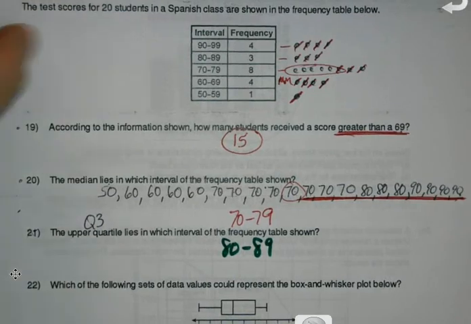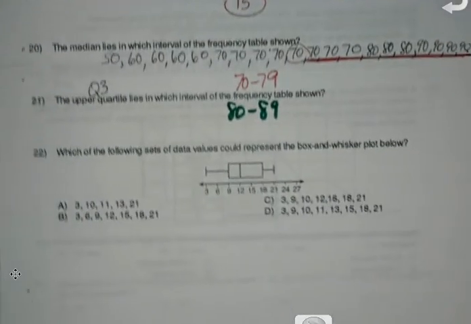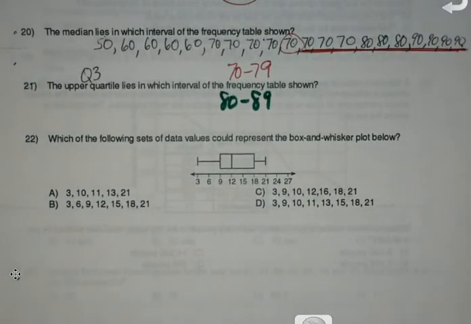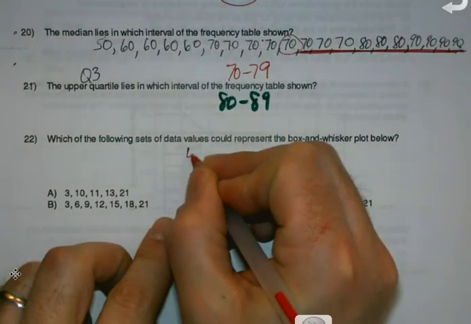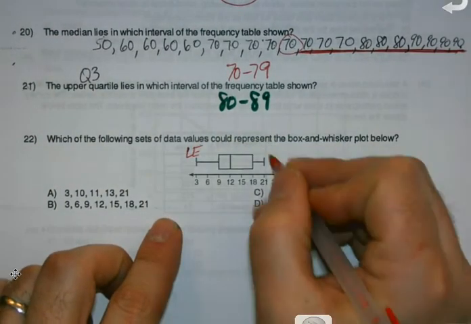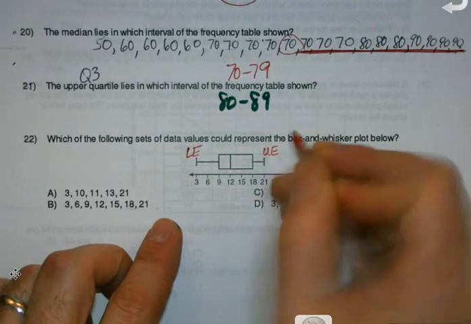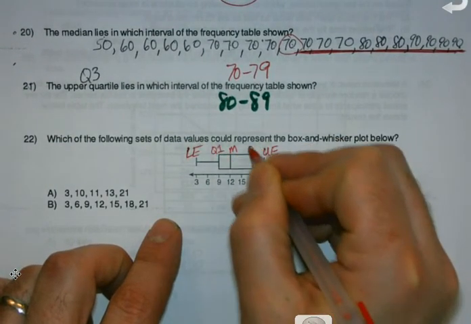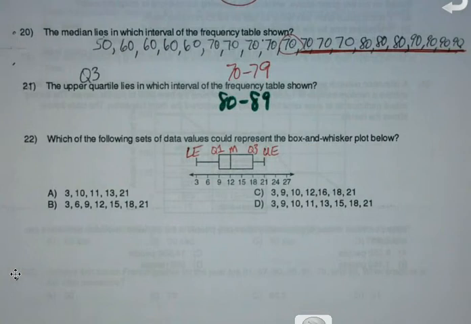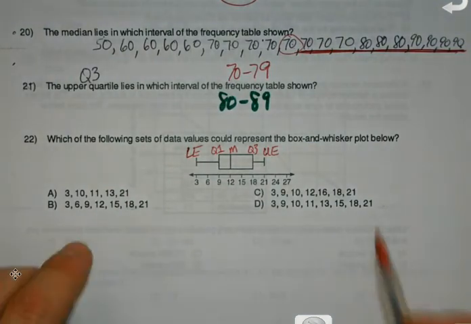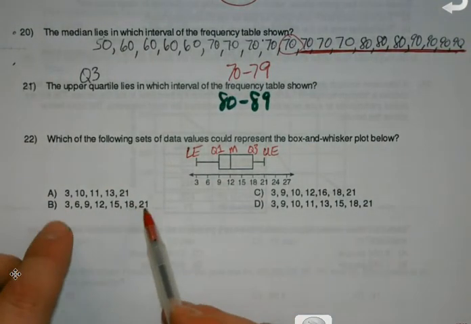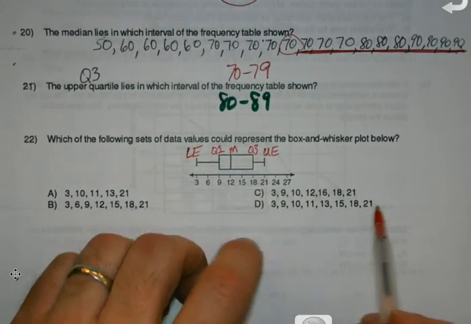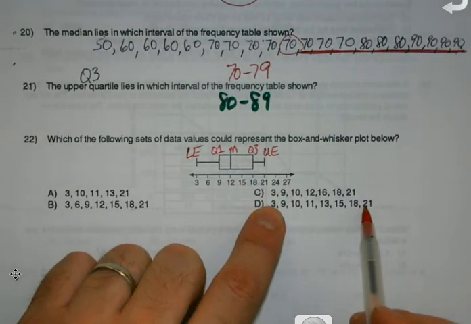So, moving to the bottom. Which of the following sets of data values could represent the box and whisker below? Okay, I'm going to label things here first: my lower extreme, my upper extreme, my median, my first quartile, my third quartile. So I look first to see whether the extremes are going to help me. 3 and 21, 3 and 21, 3 and 21, 3 and 21.